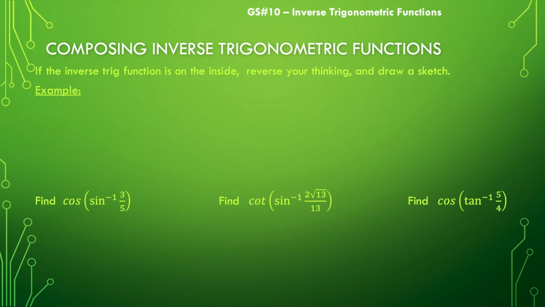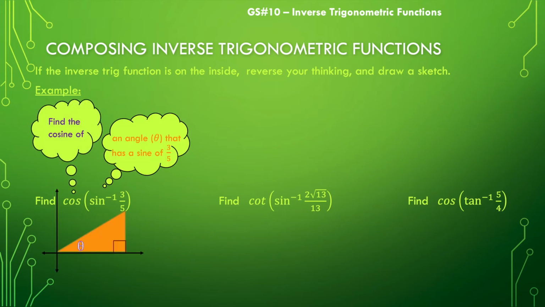So let's think about what this is saying. This is saying, what is the cosine of an angle that has a sine of 3/5? And so we are going to look at the sine inverse of 3/5, which we know is only defined from negative pi over 2 to pi over 2. So that's going to be first quadrant.